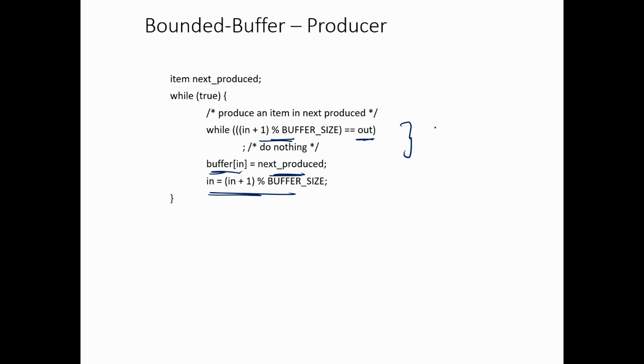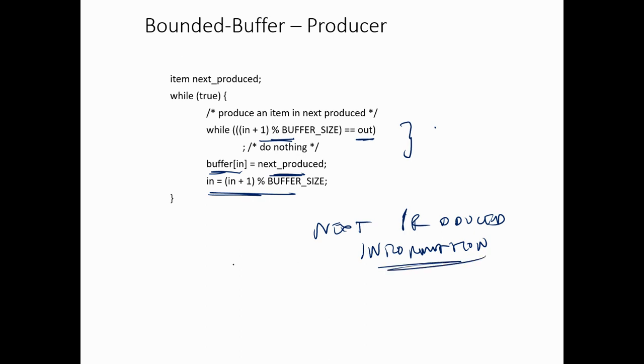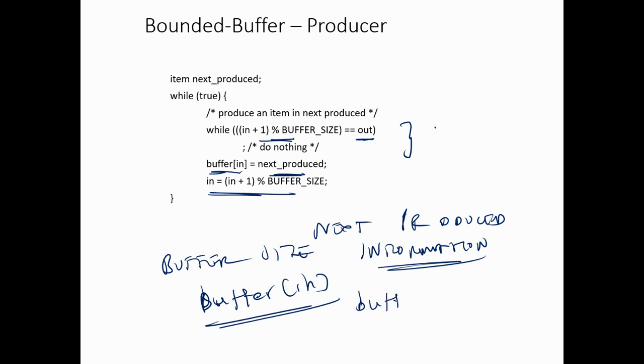Then that next produce is going to be stored inside my buffer, only up to the size of buffer size. This is how the next produce is the information that we have. The next produce is the information that we have, and only up to buffer size can I store the information. And this buffer of n is nothing but my buffer storage.